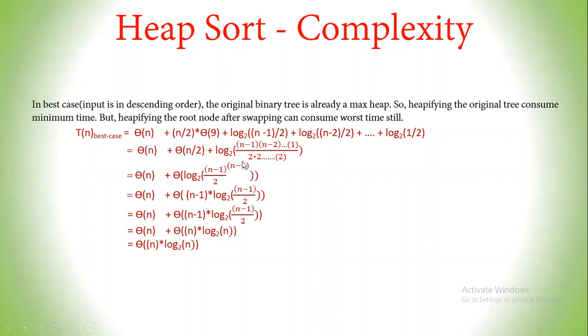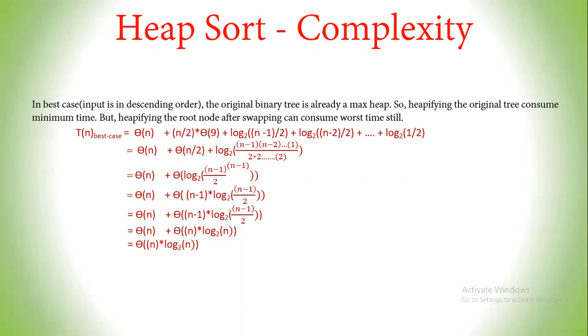You can take the index of the log out. N minus 1 you can take out of the log term, so it will be n minus 1 times log 2 of n minus 1 over 2. And when you take the order, it will become n times log 2n. When you take the order, you should have some understanding.